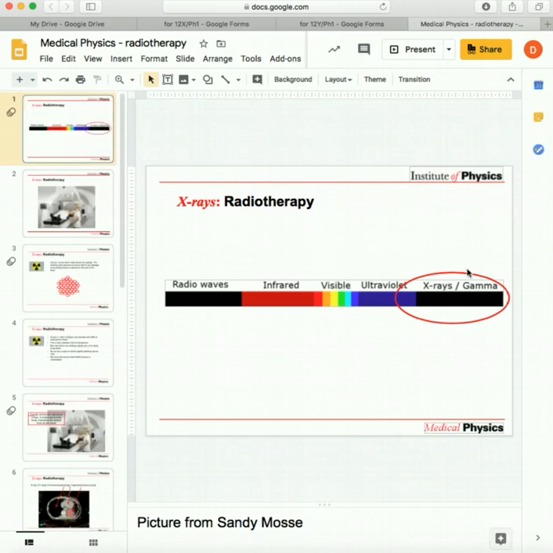So you'll remember from your work on the electromagnetic spectrum that X-rays and gamma rays are up here, and X-rays and gamma rays are really the same thing made in different ways. And although this presentation talks about X-rays, it applies to gamma rays as well.